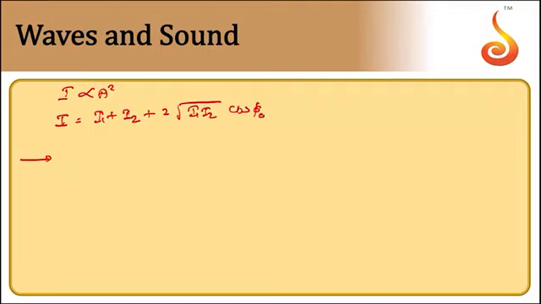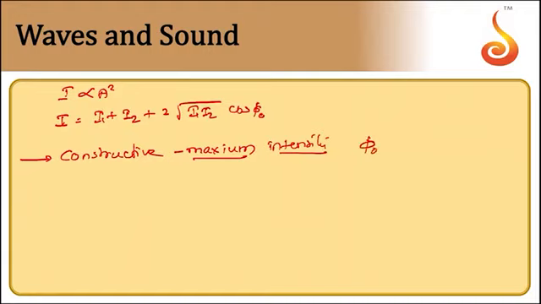Now here the interference may take place constructively or it may take place destructively. So if it is a constructive interference, the intensity becomes maximum intensity. If the intensity is maximum, then it corresponds to phi naught equal to 2n pi, or path difference equal to n lambda, where n is equal to 0, 1, 2, 3, 4, etc.